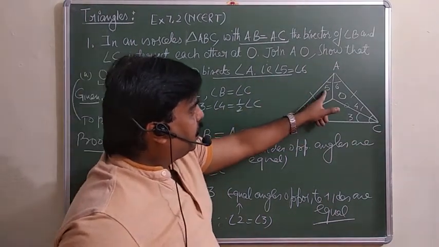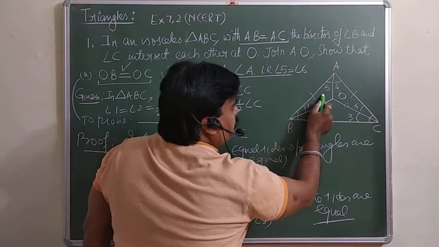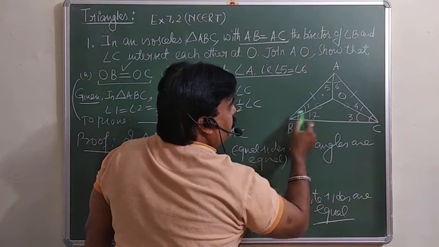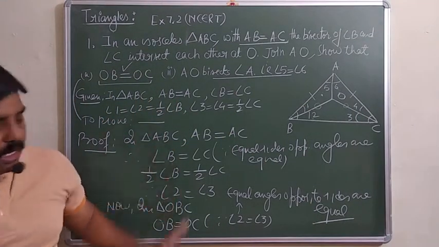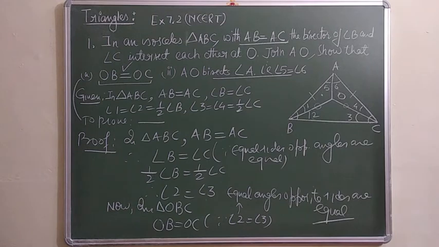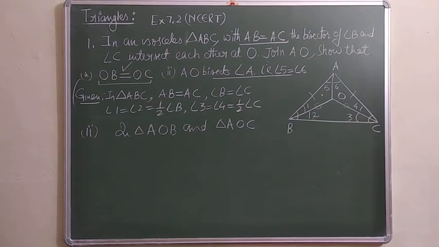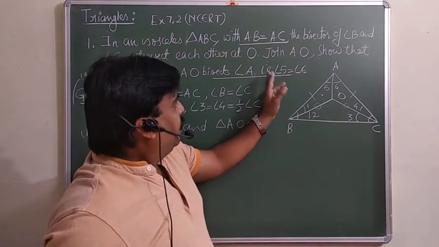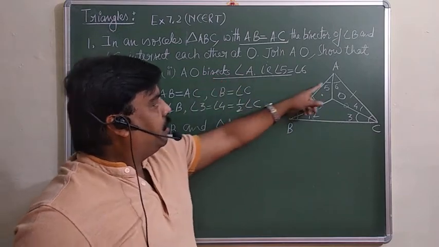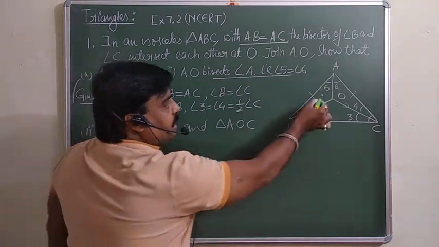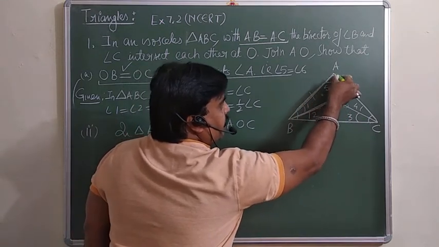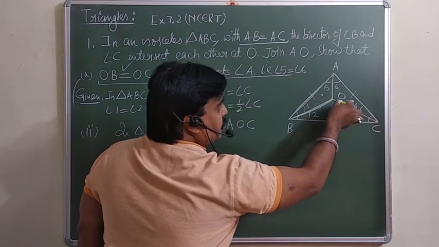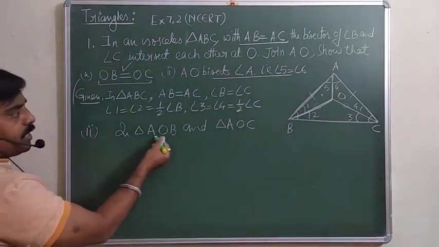Now we want to prove this angle 5 is equal to angle 6. So what will we do? In triangle AOB and triangle AOC, you are supposed to show that both triangles are congruent. We want to prove angle 5 is equal to angle 6, which means AO bisects angle A. For this we have to show that triangle AOB and triangle AOC are congruent.